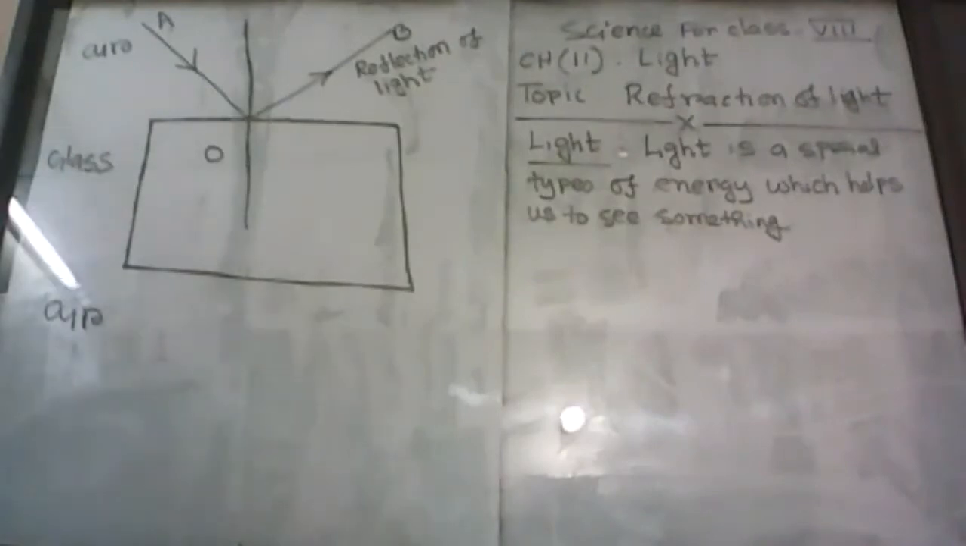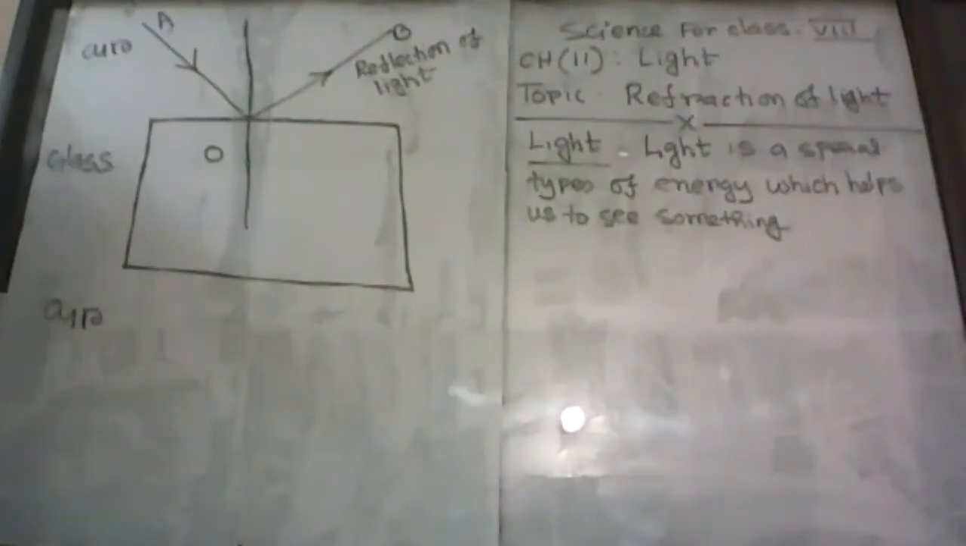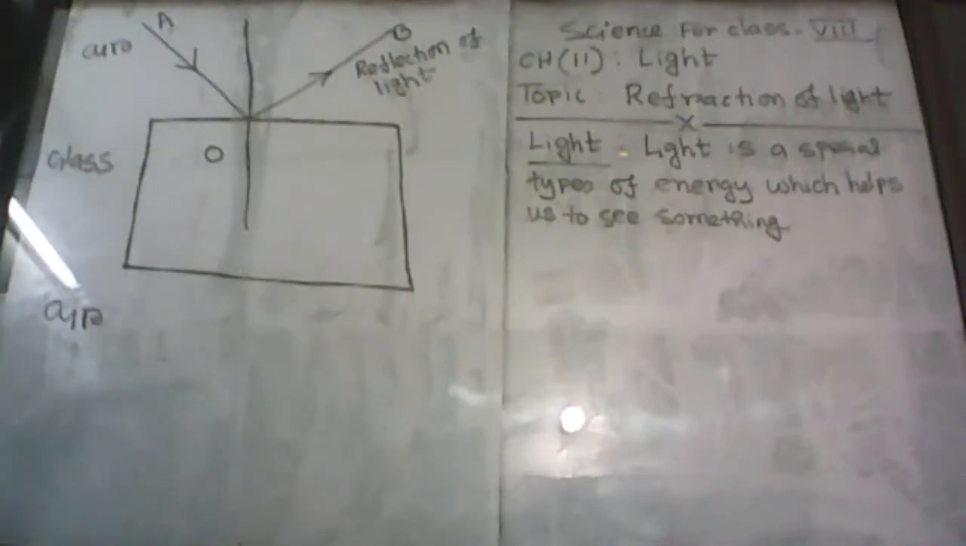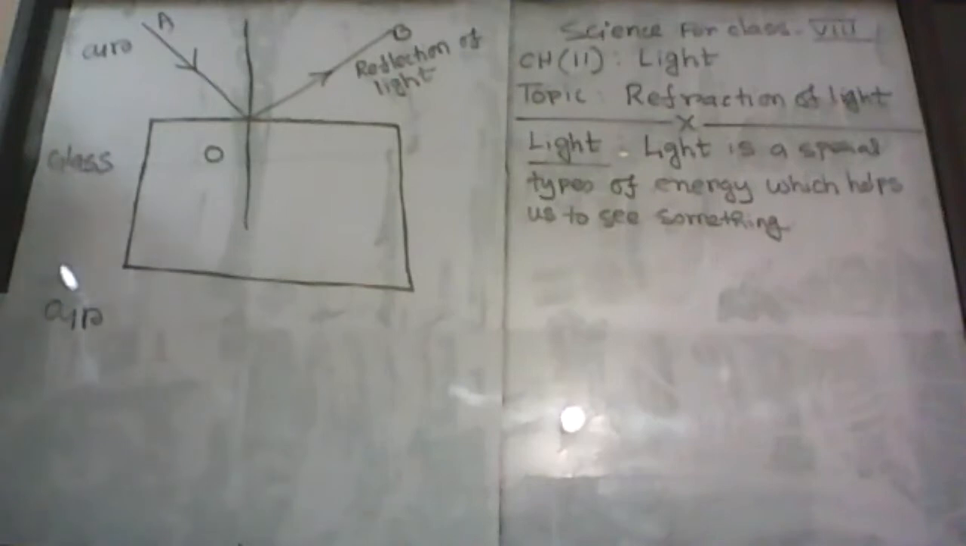So when a ray of light is incident from one medium to another medium, then from the second medium, that is glass medium, you see part of the incident ray, part of ray OB, returns back to the first medium. Since it returns back to the first medium, this phenomenon of light is called reflection of light. So here we can show reflection of light.